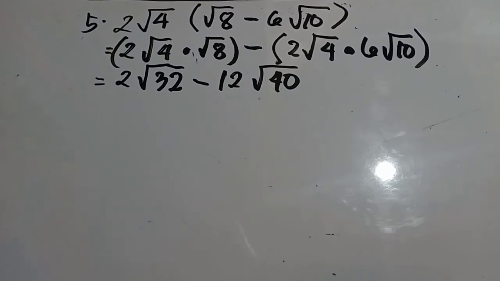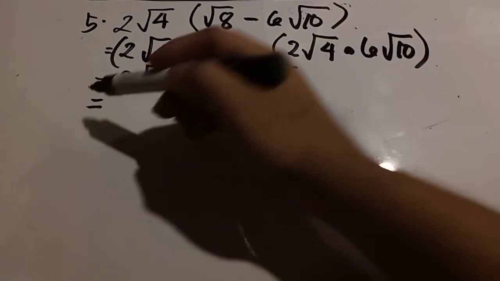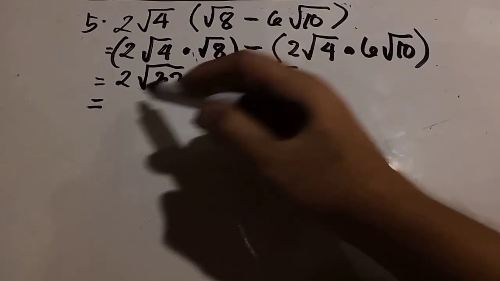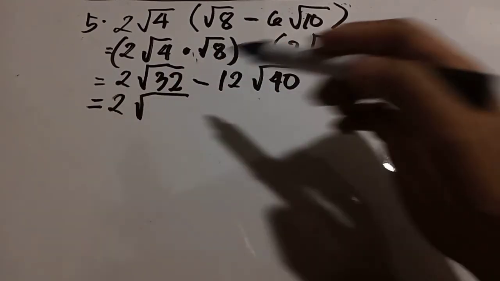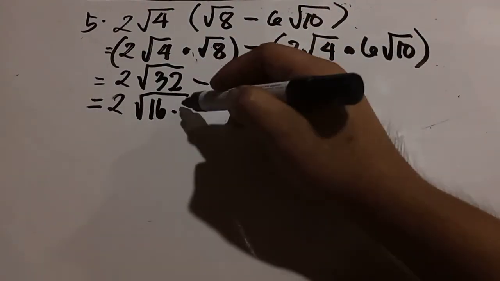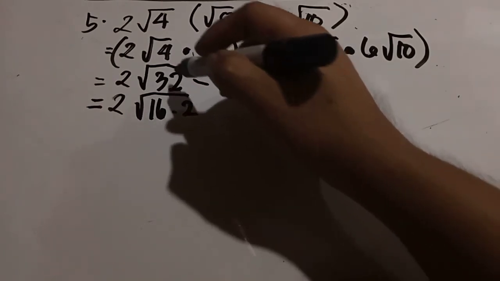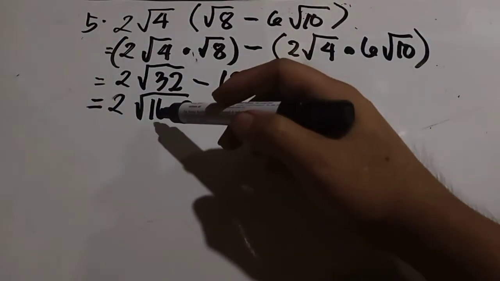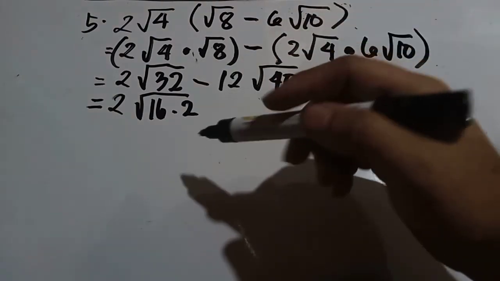So, we're going to factor, get the factor. So, 32. Anong factor ng 32 na may perfect square number? So, we have 16 and 2. 16 times 2, that is 32. And 16 is a perfect square kasi 4 times 4, that is 16.